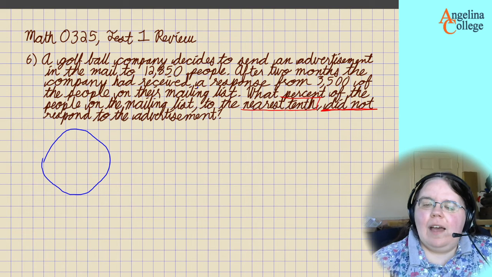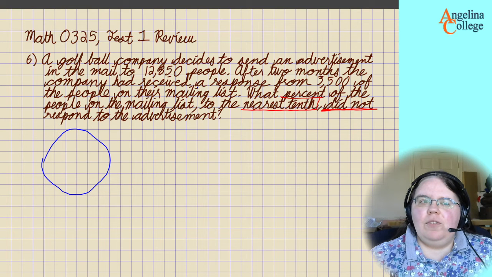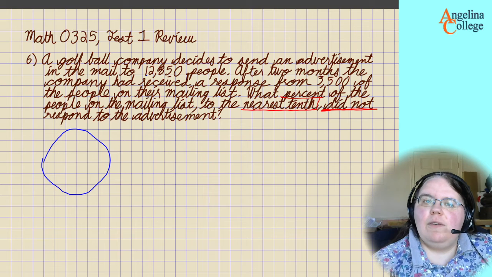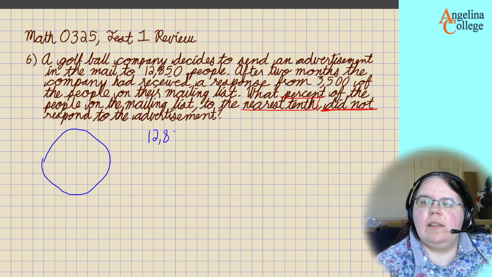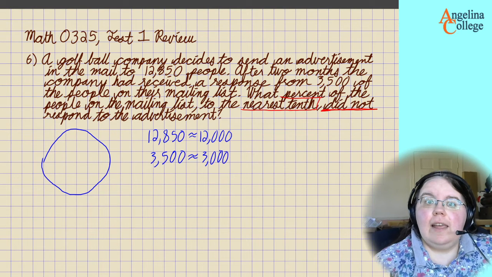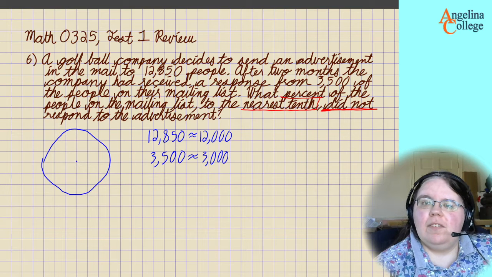So I'm just thinking, what should we expect to see here? Well, if we just round really, really casually and say 12,850 is kind of close to 12,000, and 3,500 is kind of close to 3,000, it looks like those who did respond are somewhere around a quarter of the mailing list.